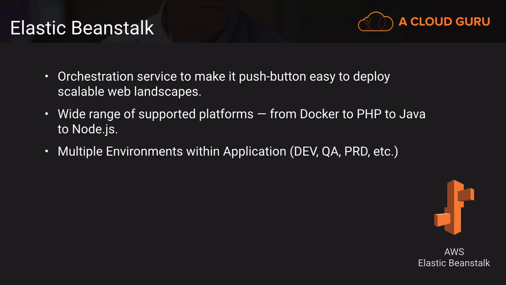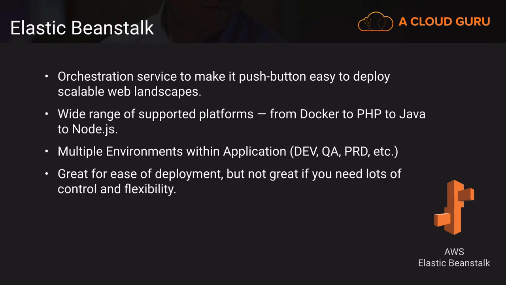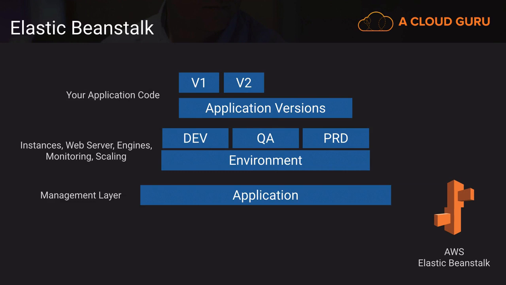It supports multiple environments within a given application. So this is really conducive to creating dev, QA, prod, staging, those types of environments. And it's really great for ease of deployment. But if you need more control over your resources like your ELB or your auto-scaling groups, you might want to do it more manually. Now, Elastic Beanstalk comprises several different layers.